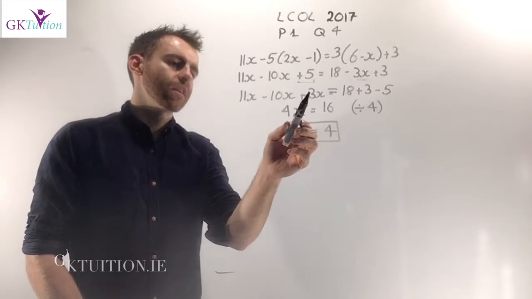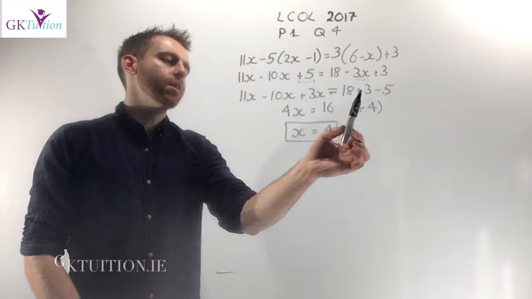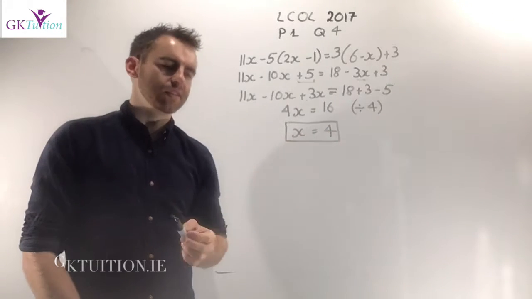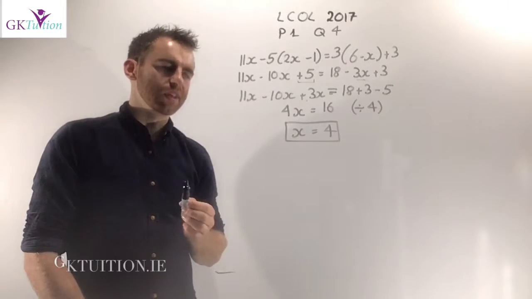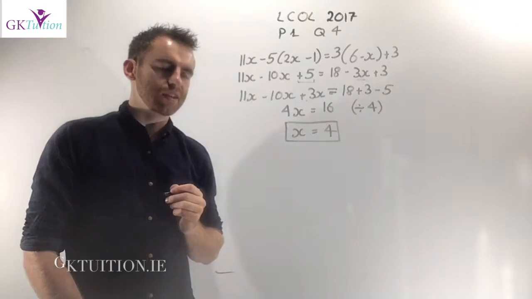11x minus 10x plus 3x is 4x. 18 plus 3 minus 5 is 16. So 4x is equal to 16. We just divide both sides by 4, and our final answer there is x is equal to 4.